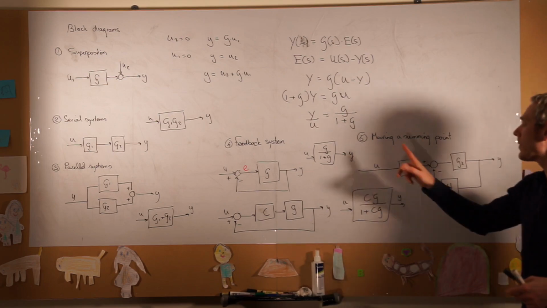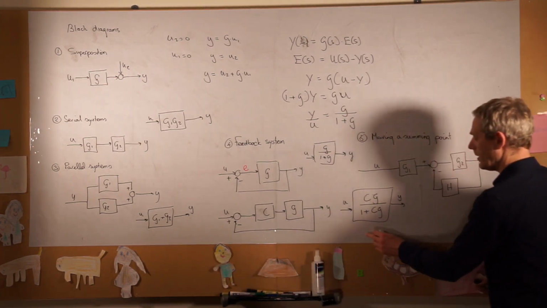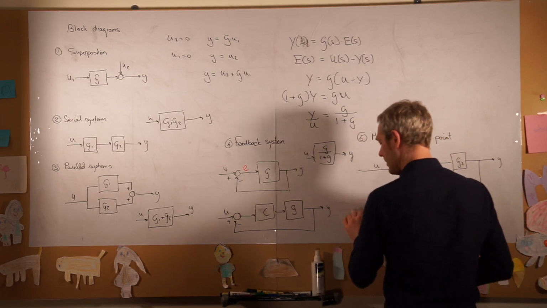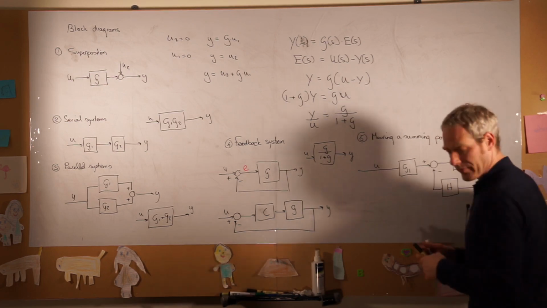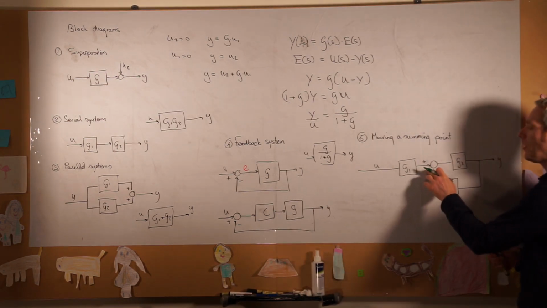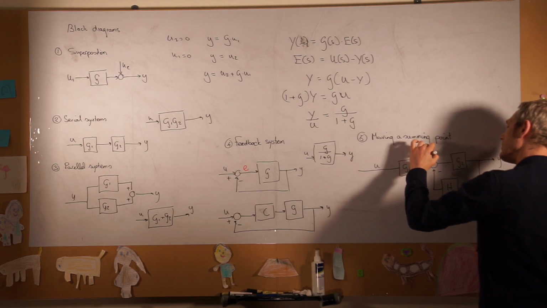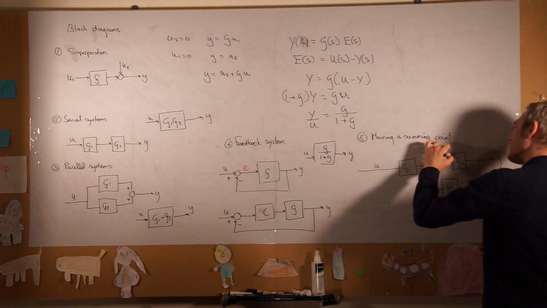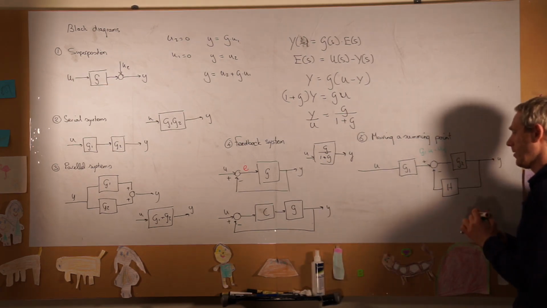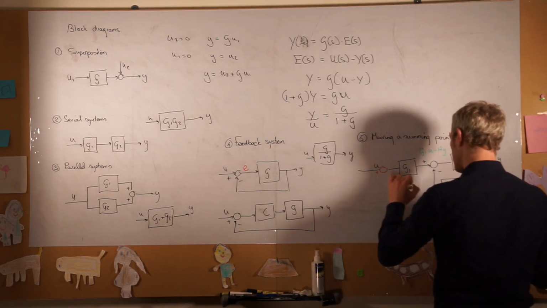Now there's an extra one where we can move a summing point. For that I'll just erase this result. That'll be sufficient. If I take, well, let's take green. If we take a look at the signals that end up here, we have G1 times U minus H times Y. But what if I wanted to move this point to a summing point here?